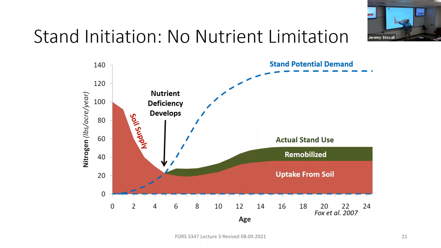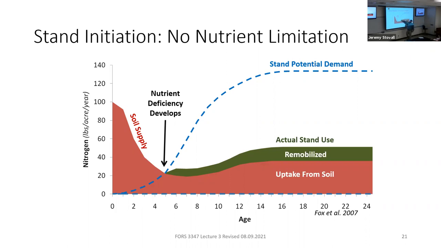Okay, but then you get to about age 5 or 6, this is an estimate, it's not exact. But what you find is crown closure. Crown closure occurs, that's when the trees are big enough that nutrients start becoming limited. So when you look at stem exclusion starting, that's when you start thinking, okay, now nutrients are probably starting to be limiting.